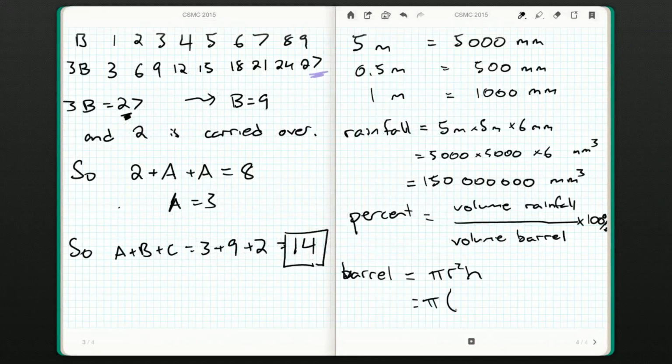Well, the radius is just the diameter, which is 500 millimeters, divided by 2. So we square that, times the height, that's 1,000 millimeters, and all of this will also be in millimeters cubed. Okay, and it's this pi here that introduces the fact that we're going to have to round. So 500 divided by 2, we're going to have a radius of 250 millimeters. Okay, and I'll grab my calculator and we'll finish this calculation.